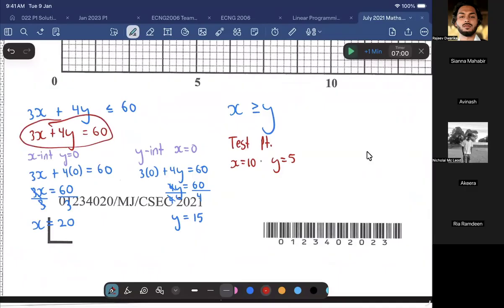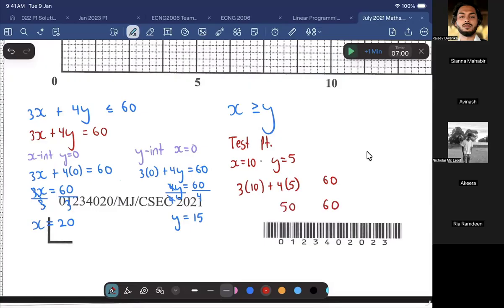Right, so I'm going to plug it in over here, and I'm going to leave out the sign. So I'm going to write 3 by 10 plus 4 by y, which is 5, less than the sign, and 60. Akira, what would this work out to? 3 by 10 plus 4 by 5. 30 plus 20, which is? 50.